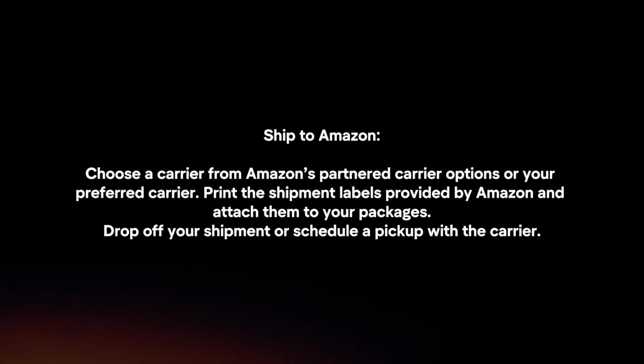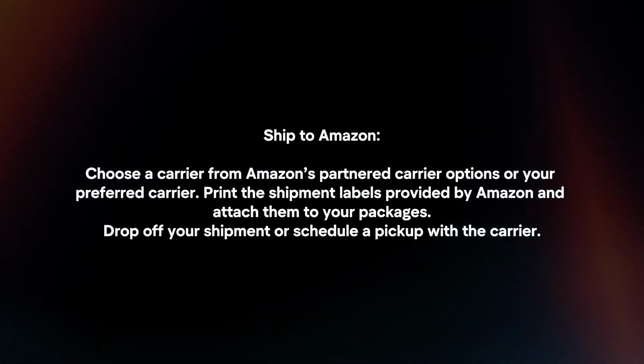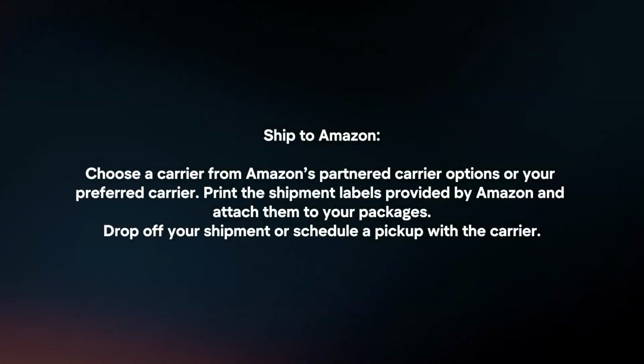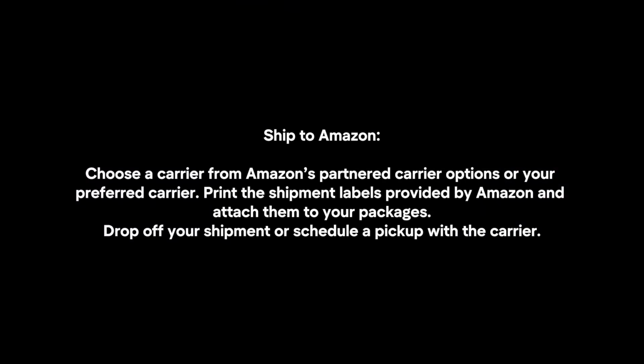Ship to Amazon. Choose a carrier from Amazon's partnered carrier options or your preferred carrier. Print the shipment labels provided by Amazon and attach them to your packages. Drop off your shipment or schedule a pickup with the carrier.